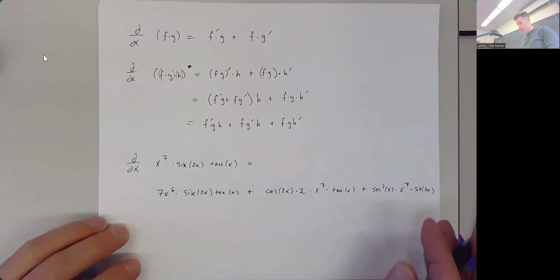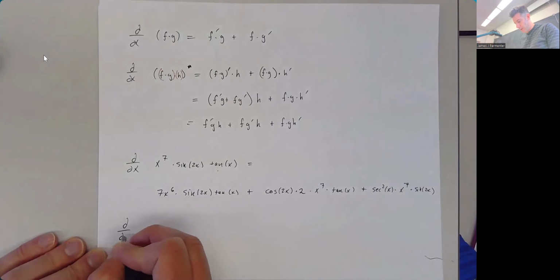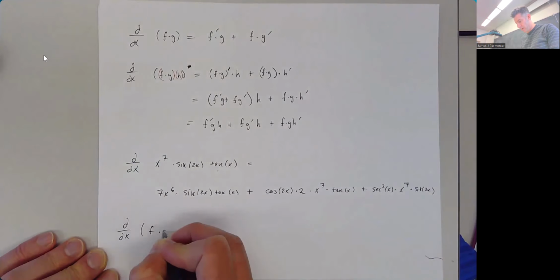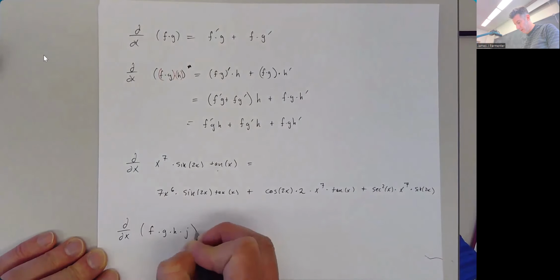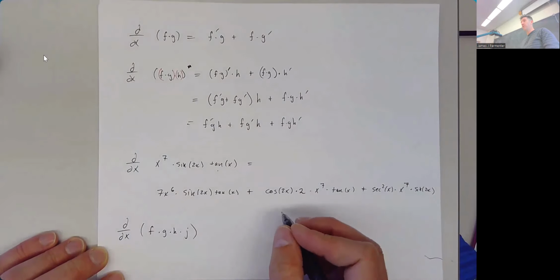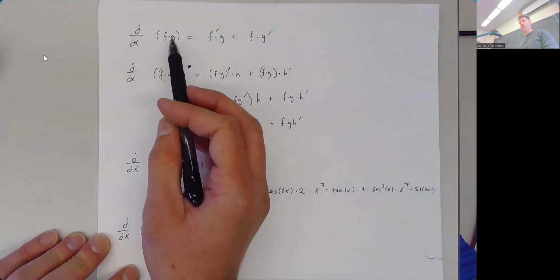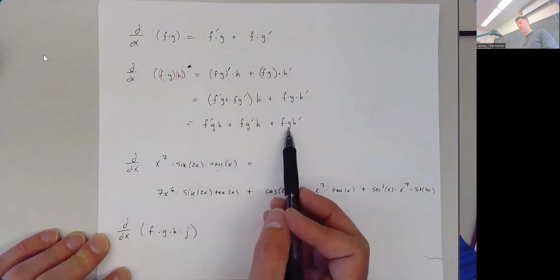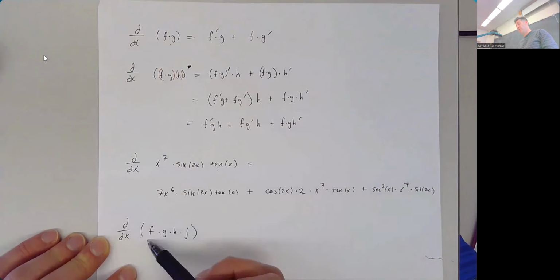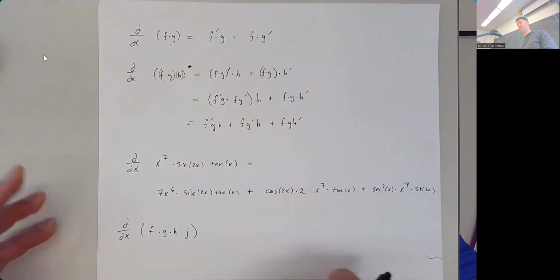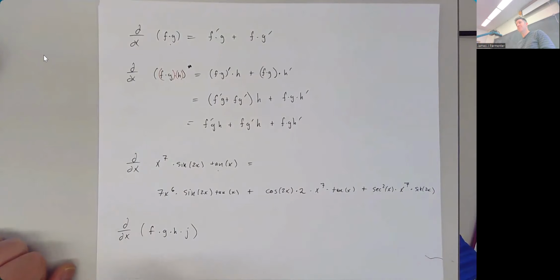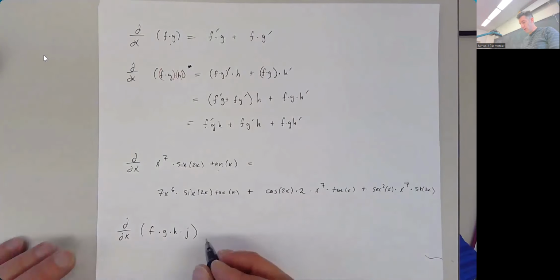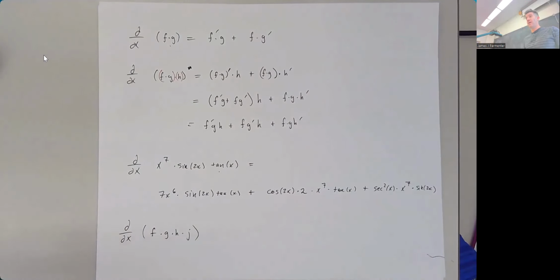So for example, I'm not going to do it the long way. I'm just going to tell you, if I was going to find the derivative of a quadruple product, f times g times h times j. Well, first of all, the derivative of a product of two things, I got two pieces. The derivative of a product of three things, I got three pieces. The derivative of a product of four things, how many pieces am I going to get? Four. And each piece is going to have one derivative and the rest left alone.